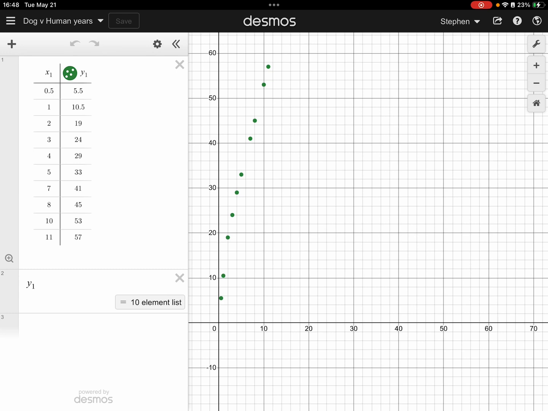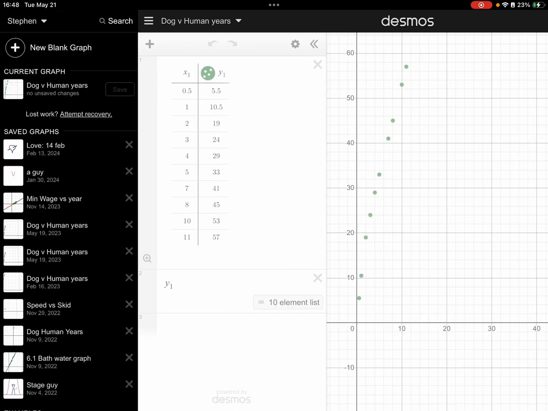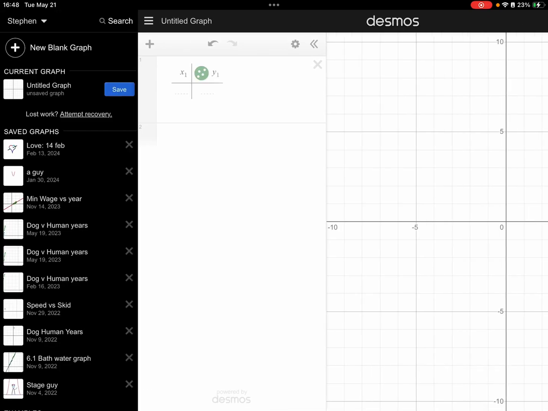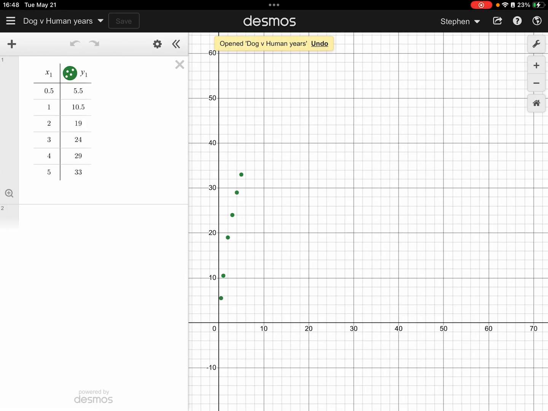Now, yours is going to look different. Let me just start off with a new blank graph, okay? If you're doing a problem and you're like, how do I get a table? You just hit the plus sign in the corner and ask for a table, and voila, there it is. Your table is already partially filled. I think it shows the first 5 values like this one does. Go ahead and fill out the rest of the table.